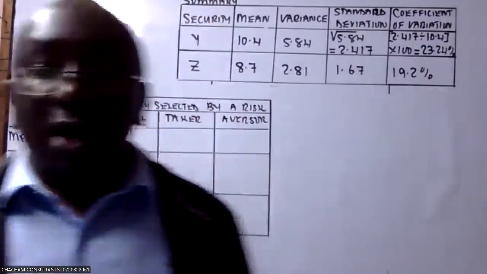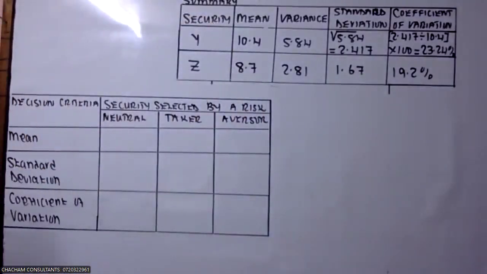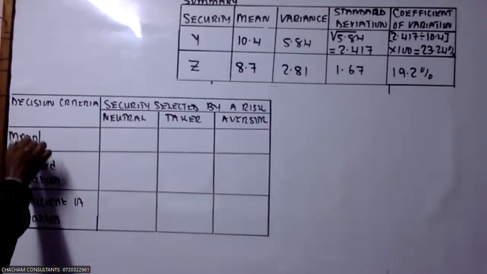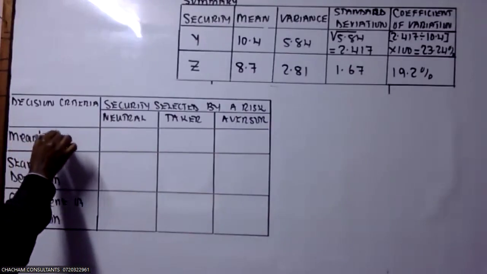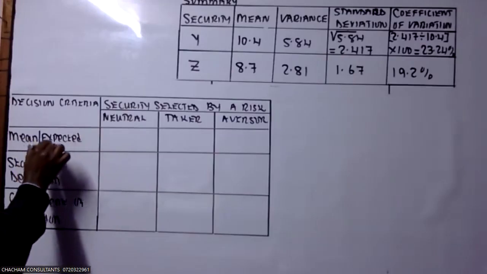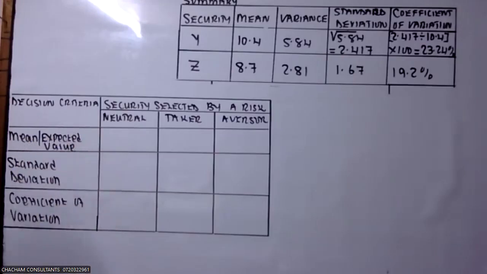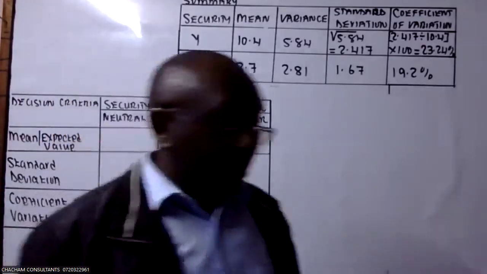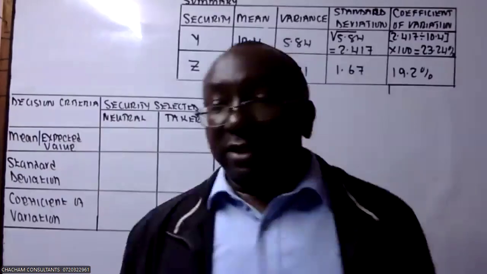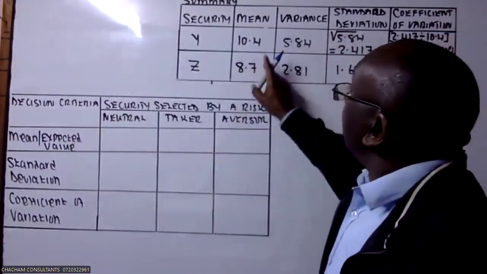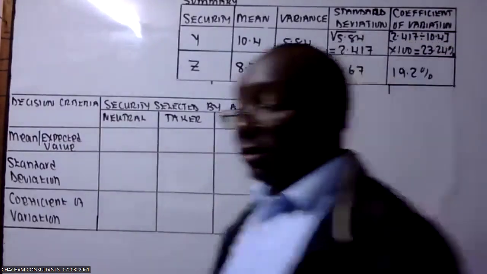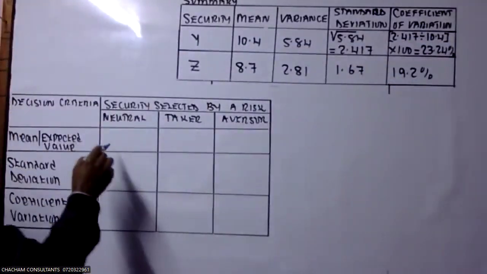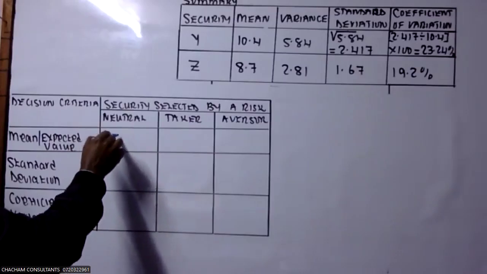Now, if you are a risk neutral, tulisema anatumia the mean. And remember, the mean is the expected value. Remember the mean, maybe I also needed to specify that because I think in our notes we talked of the expected value. When we talk of the mean, we are talking of the expected value. So tulisema risk neutral anaangalia means na anachukua the highest. So risk neutral will go for Y.